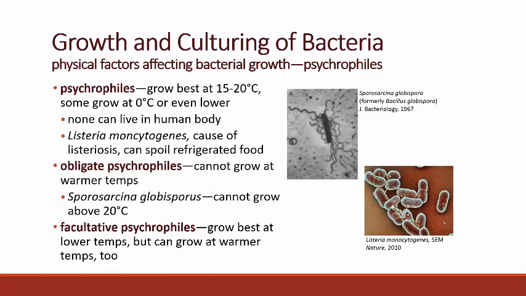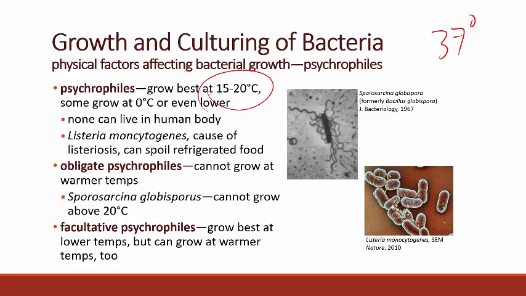These are ones that grow best at low temperatures, between 15 and 20 degrees C, although some can grow as low as 0 degrees C or even colder than that. None of these, of course, are going to live in the human body, because the human body is up here at 37 degrees C. If your optimum temperature is around 15, you've only got about 15 degree points to go up and 15 to go down, so 37 is going to be outside your optimum.